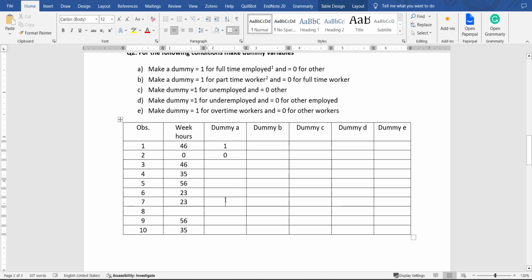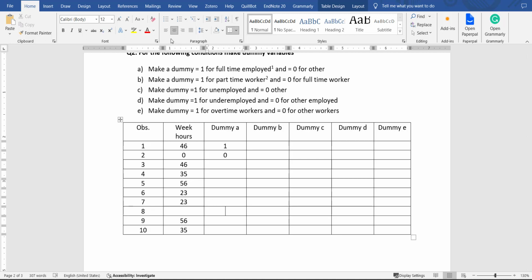23 is part time, 0 0 0 0, all others 0. So this has become a new data of 0 and 1, where 1 means some specific quality and 0 means all others. Similarly, B is saying a part time worker and 0. So where 23 is, 1 will come, and remaining 0. C is saying unemployed or other, so where empty is, 1 will be there, remaining 0.